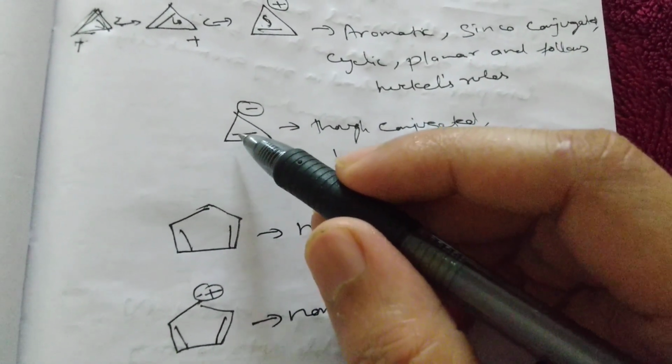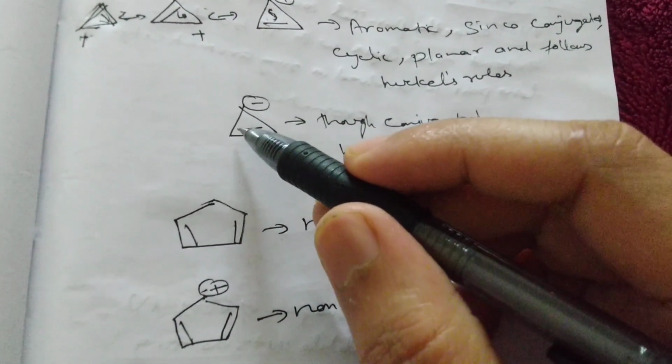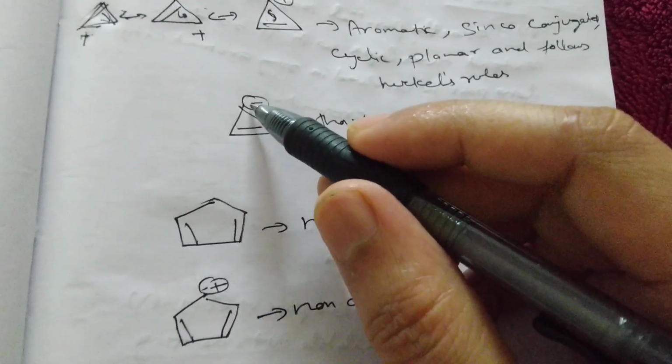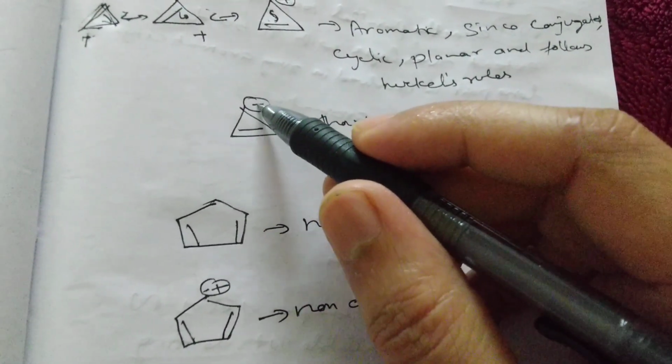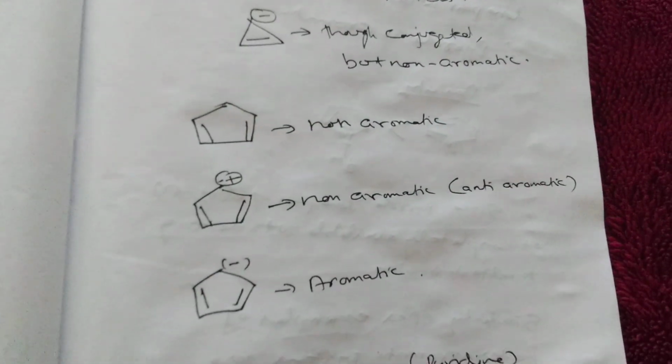Why? Because it is cyclic, planar, conjugated, because p orbital, p orbital, but 1, 2, 3, 4. Minus charge means 2 electrons are there. So it is having 4 electrons, so it is following the 4n rule and not the 4n plus 2 rule.